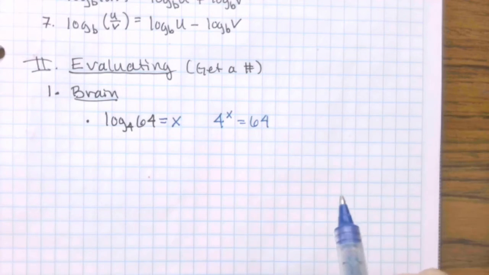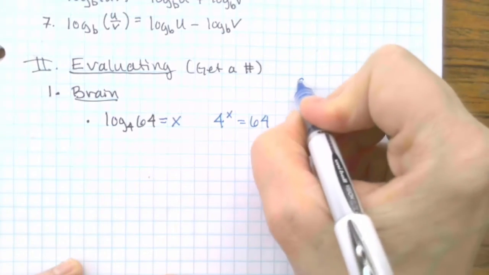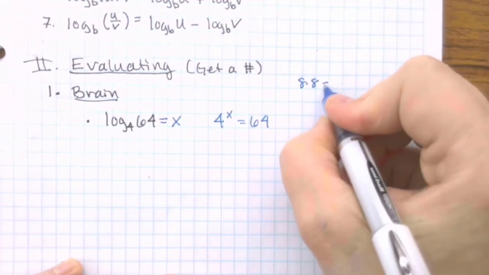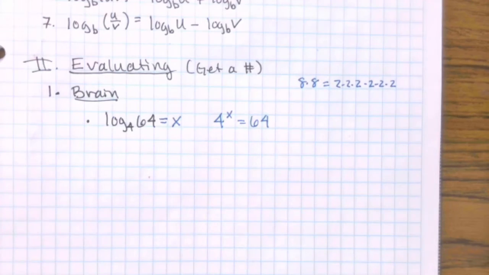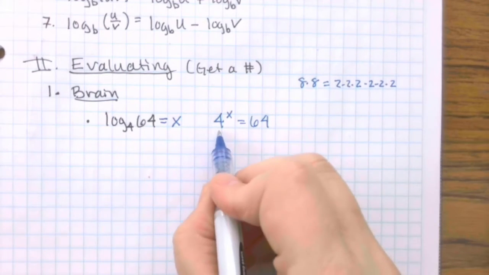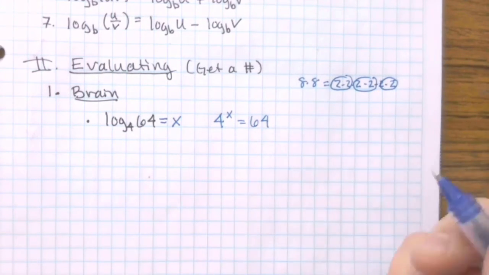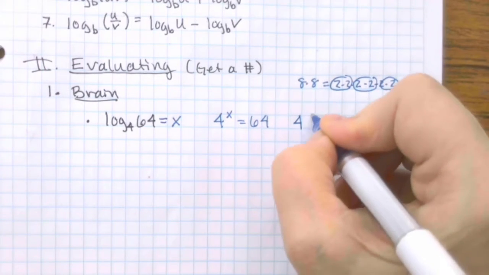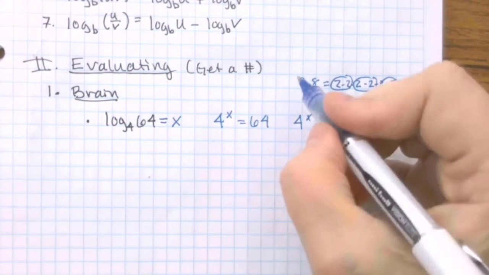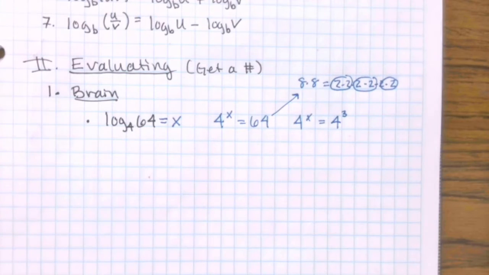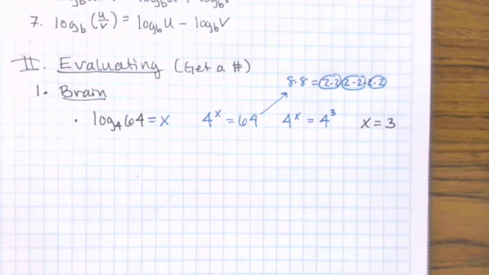If you're not sure, you could try factorization. For example, 64 is 8 times 8. 8 is 2 times 2 times 2, and then we have 2 times 2 times 2. So if you're trying to figure out how many groups of 4 you have, you can group 2 2s, 2 2s, and 2 2s. I have 3 groups of 4. So 4 to the x is equal to 4 to the power of 3 because there's 3 groups of 4. So that's one way to figure it out. And then, of course, that would mean x is equal to 3.